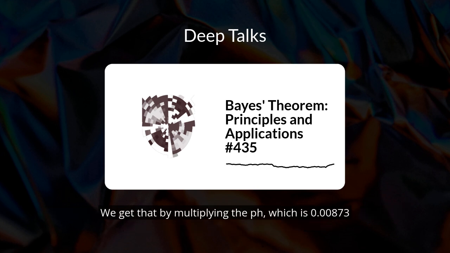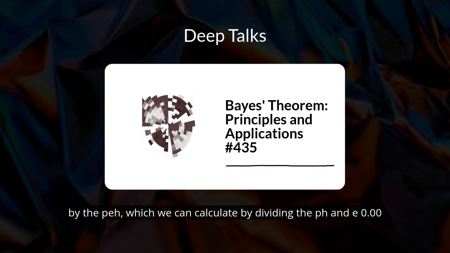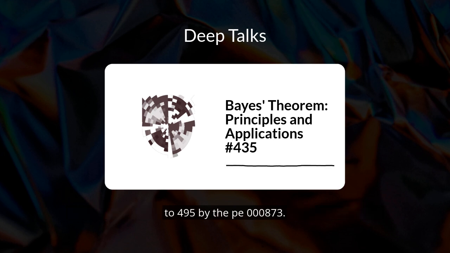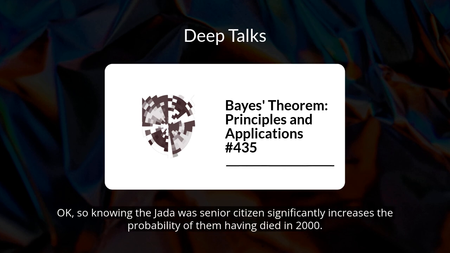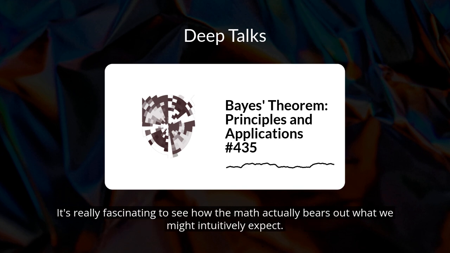We get that by multiplying the P(H), which is 0.00873, by P(E|H), which we can calculate by dividing P(H and E), 0.002495, by P(E), 0.000873. Wow. Okay, so knowing that Jada was a senior citizen significantly increases the probability of them having died in 2000. It's really fascinating to see how the math actually bears out what we might intuitively expect.